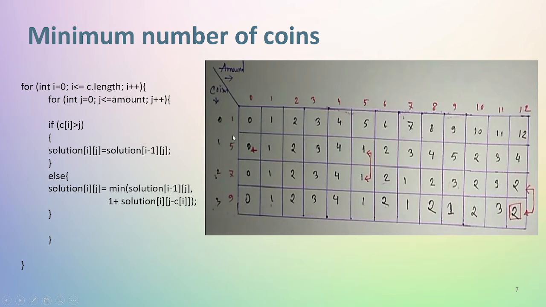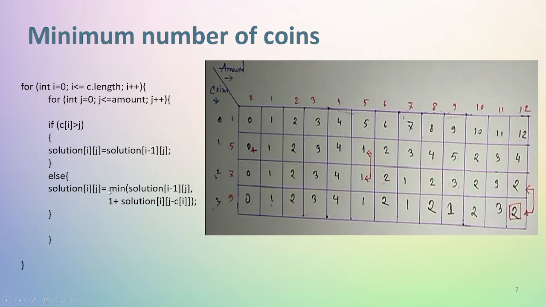Now I check the second row. The coin value is 5. Now we check the algorithm. If the value of the coin is greater than j, we write the value from the previous position. So we copy it from above: 1 to 1 as well, 2, 2, 3, 3, 4, 4, and 5 and 5.